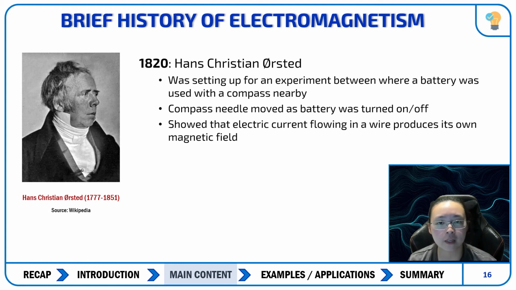So just a brief history of electromagnetism. I don't really want to go through the entire history, but it's just very brief. Some key players are Hans Christian Ørsted. In 1820, he was setting up an experiment where a battery was used with a compass nearby, and he noticed that the compass needle moved as the battery was turned on and off. Not when the battery was fully on or fully off, but just when it was turning on and off. So that showed that the electric current flowing in a wire produces its own magnetic field.